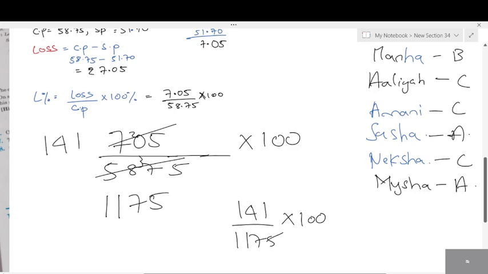Yeah, just started. Can you see the screen? 3 fours are 12, 7. Fine, students, we'll continue. 3 threes are 9.